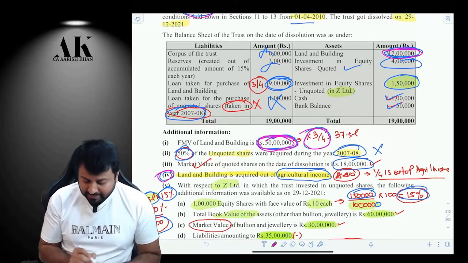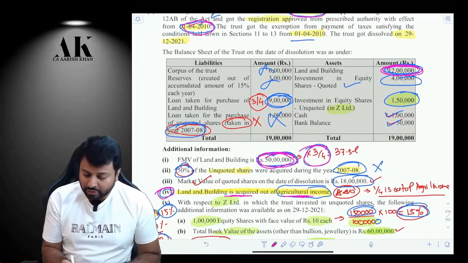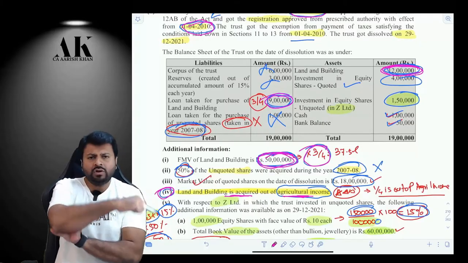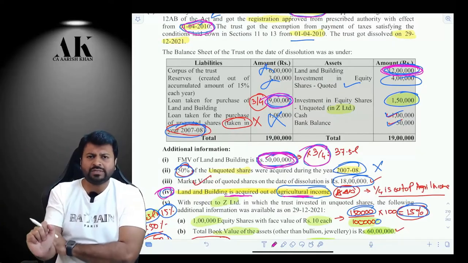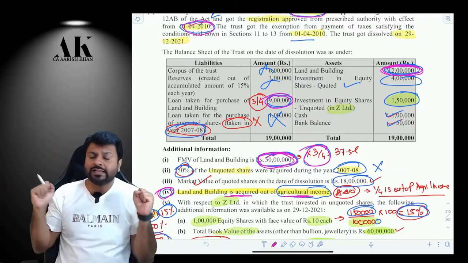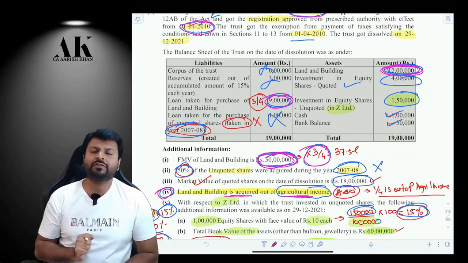There is one adjustment number 4, which says that land and building is acquired out of agriculture income. Now, your land and building is costing 12 lakhs. Now, you have taken a loan of 9 lakhs. Obviously, to buy an asset of 12 lakhs, if you have taken a loan of 9 lakhs, it means the agriculture income is used only to the extent of 3 lakh rupees. Because out of the 12 lakh asset, 9 lakh is loan only. Loan is not from agriculture income, that is from the bank. So out of the total asset of 12 lakh, only 3 lakh is bought from agriculture income.